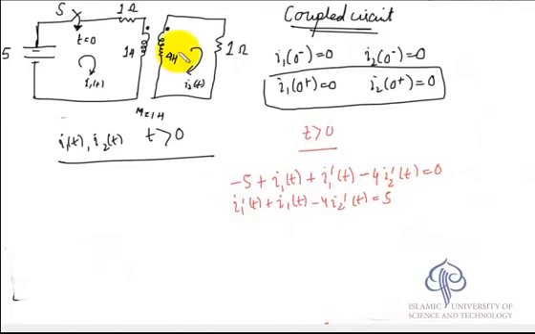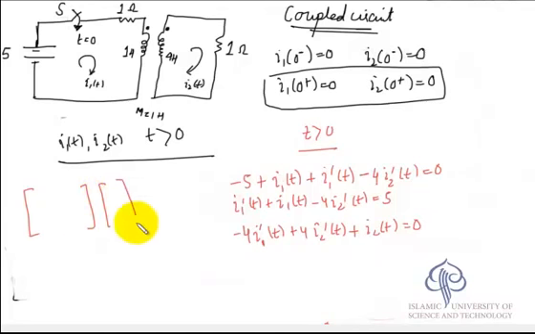The second equation is here, minus 4 in the second mesh, I1 dash t, the mutual inductance part, plus 4 I2 dash t, the self inductance part, plus I2t is equal to 0. So you can write down the differential equations using the differential operator p like this, 5 0.